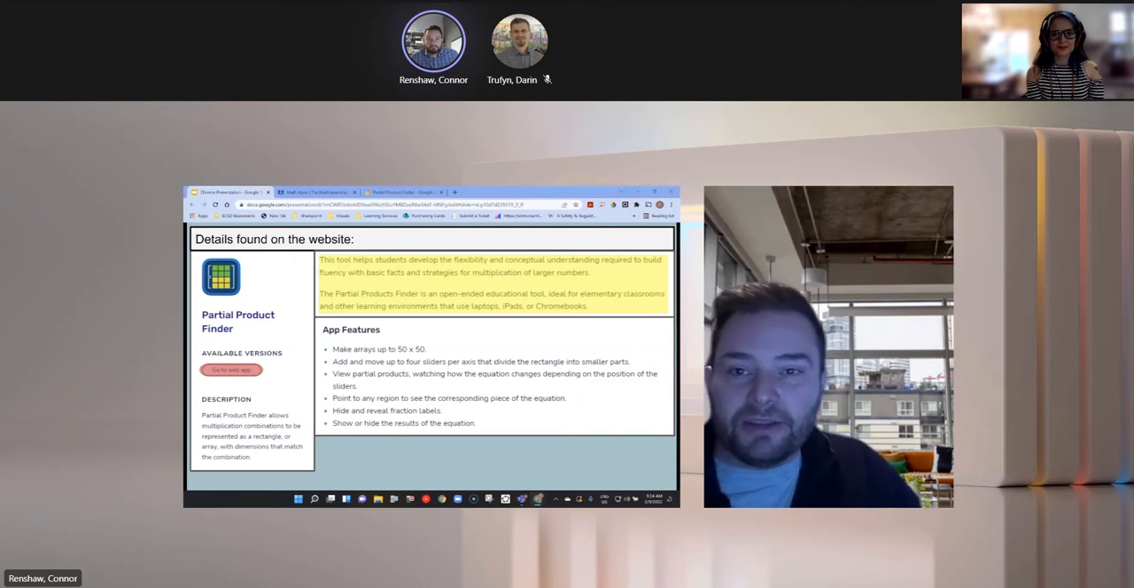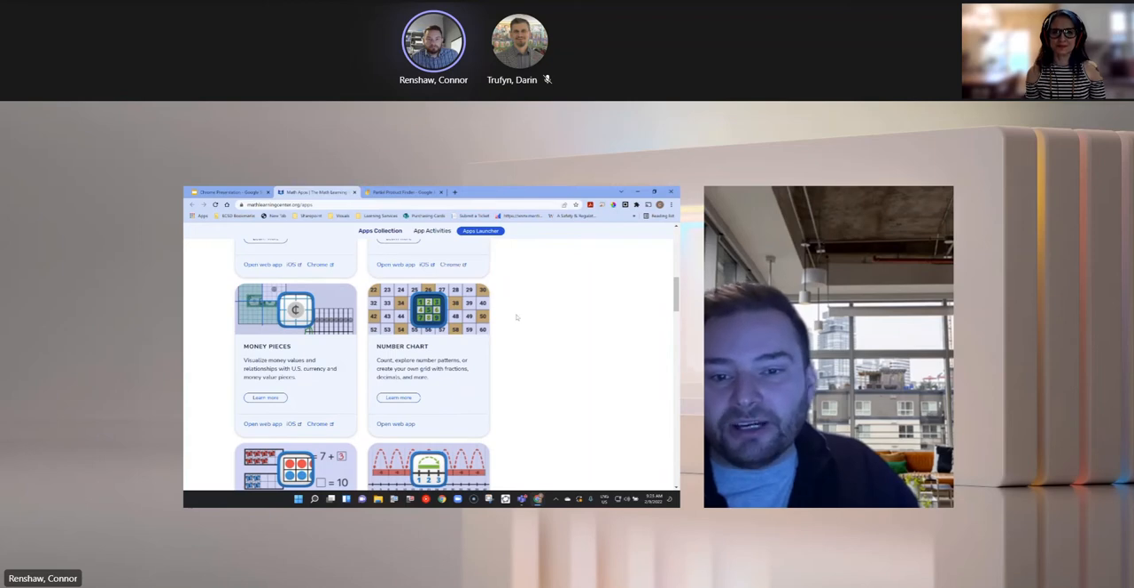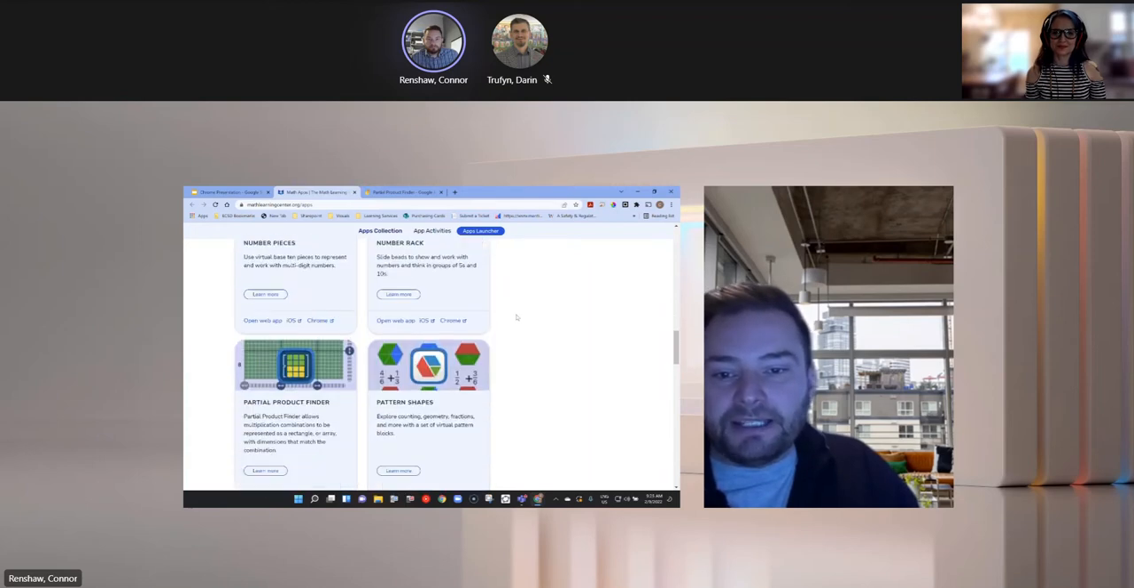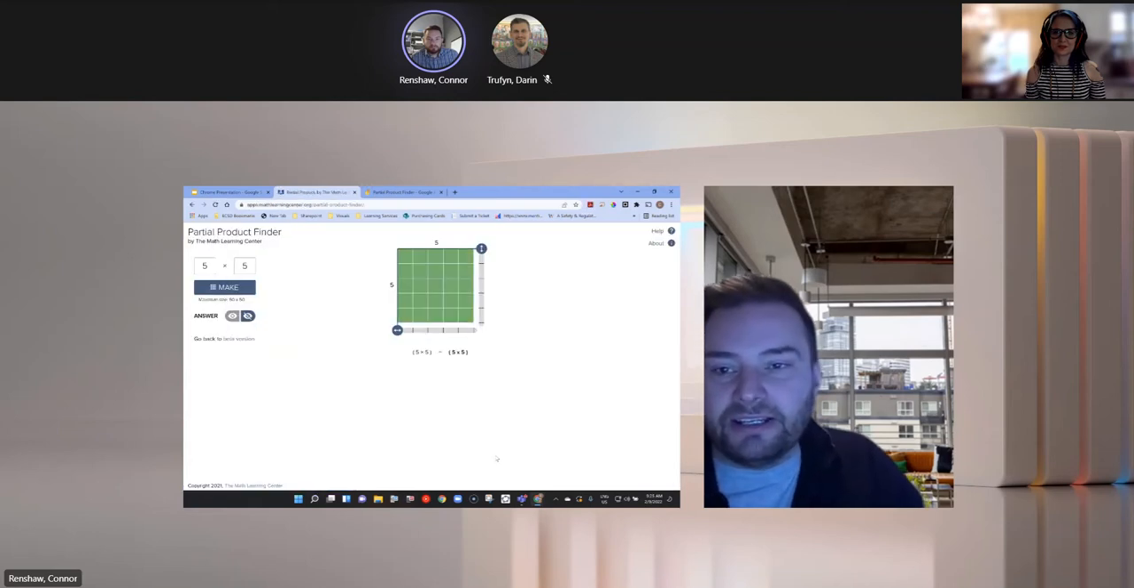We'll go to the web app, and I'll show you a little bit on how it works. So when we first go into the Math Learning Center, we're presented with a whole variety of different apps. And like I said, I'm going to focus on the Partial Product Finder. So I'm just going to open this web app. And what you get is an initial grid that's representative of 5 times 5.